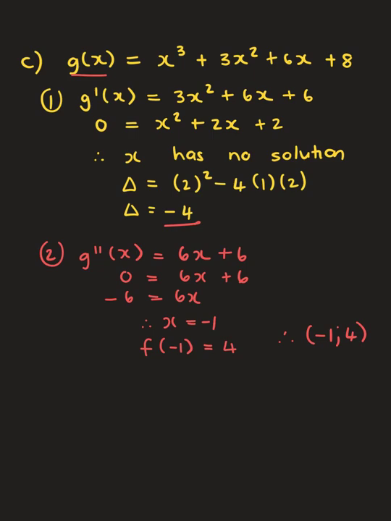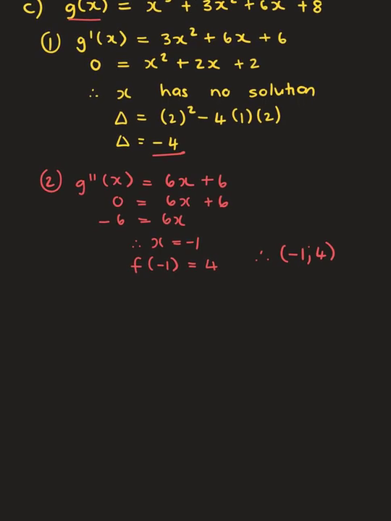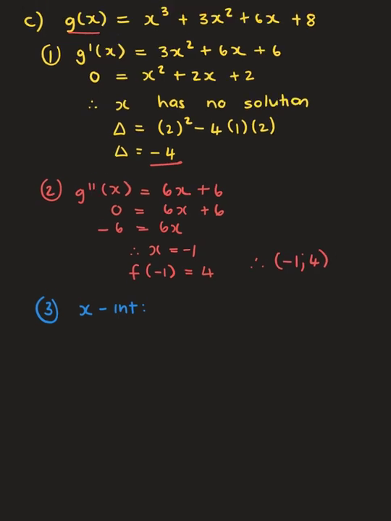Last question of the exercise. We just like smashed this. All right, question 3, sketch g. So we don't have a stationary point, but we've got our point of inflection. We need to check out any x-intercepts. I'm excited. Why? Because I get to factorize a cubic.